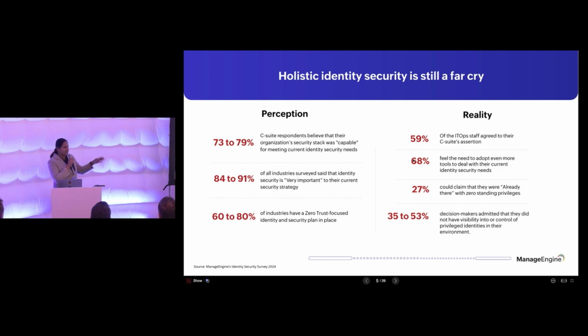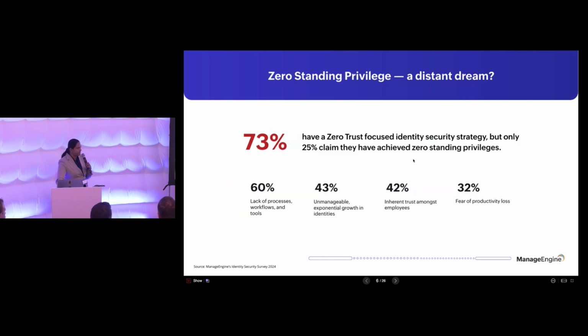However, only 30 to 35% of the same decision makers feel that their organizations are anywhere closer to the zero standing privilege state, which means they have privileges which are not managed, which can be easily exploited either by human error or negligence or plain malice, right? So this is why you need to have privileged access management as part of your zero trust strategy as well. I'll get to that part in a minute, but here are some more interesting stats as well.